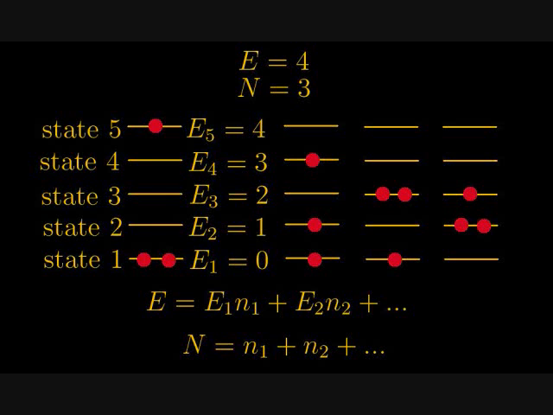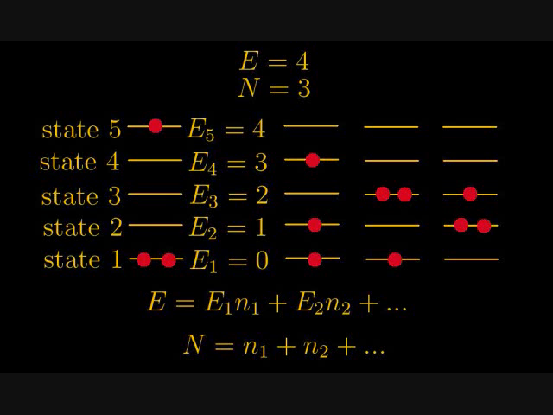If we know what configuration an ensemble is in, the probability of finding a system in state i is just the number of systems in state i divided by the total number of systems. For example, the probability that a system is in state 1 is 2/3 for the leftmost configuration, 1/3 for the middle 2 configurations, and 0 for the rightmost configuration. So, which configuration will the ensemble actually be in?